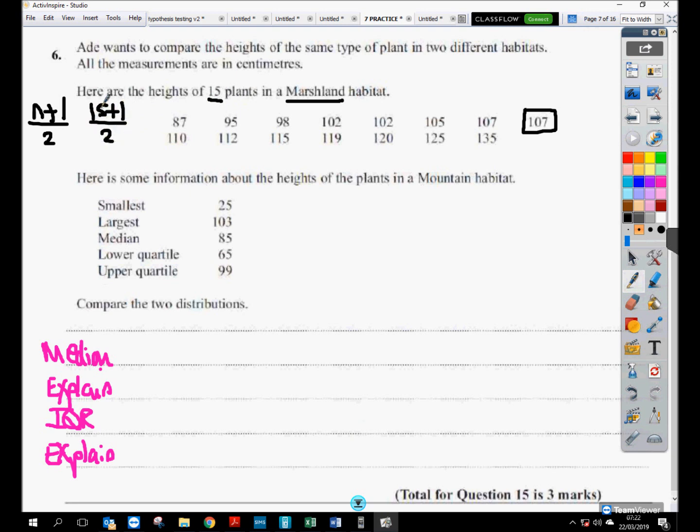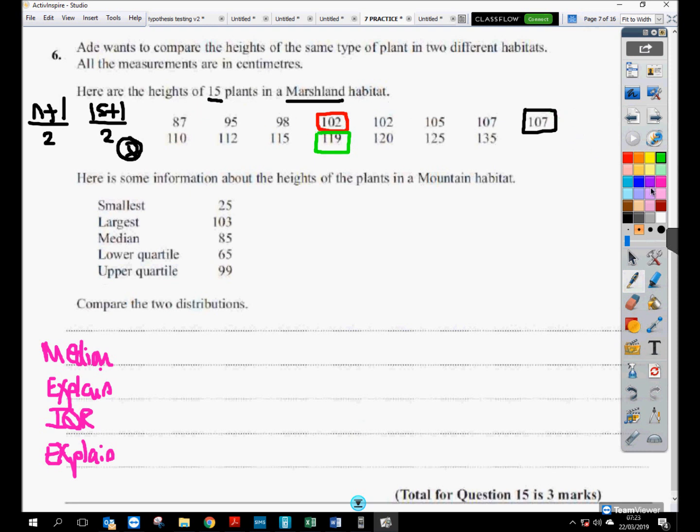15 add 1 over 2. 15 add 1 is 16. 16 divided by 2 is 8. The median is an 8, but it is the 8th one, as long as they're in order. 1, 2, 3, 4, 5, 6, 7, 8. And if the median is the 8th one, that means the lower quartile will be the 4th one, because the lower quartile is a quarter of the way. If halfway is 8, then a quarter of the way must be 4. So the lower quartile will be the 4th one, and the upper quartile will be the 12th one.